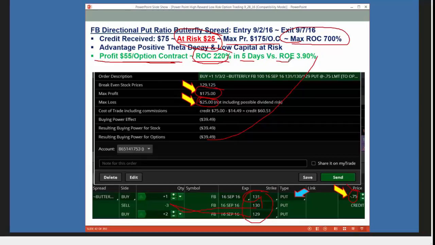But if you look at the return on equity, if you'd just done this trade and you'd bought Facebook and then sold it at that same level, your return on equity was 3.9%, versus doing it with this structure, 220%, and you only had a risk of $25 versus a much greater risk here if you bought the shares. So that's the thing that I love about it, it's that risk reward.